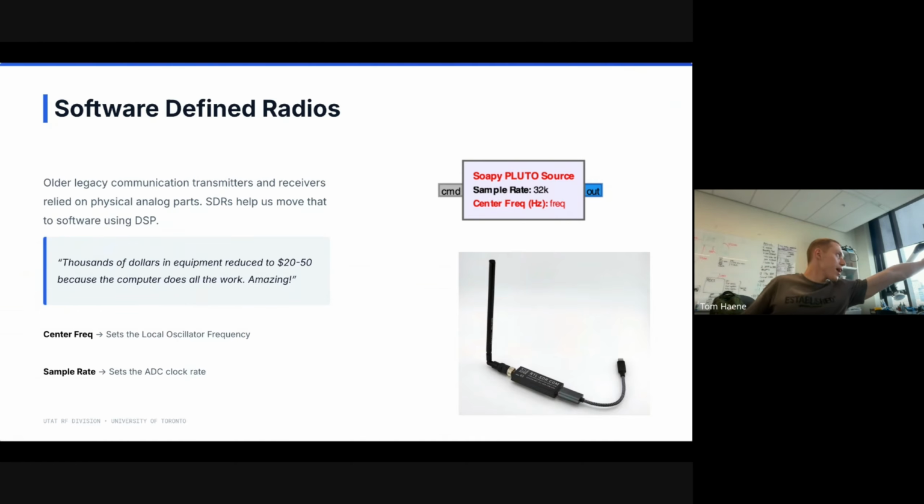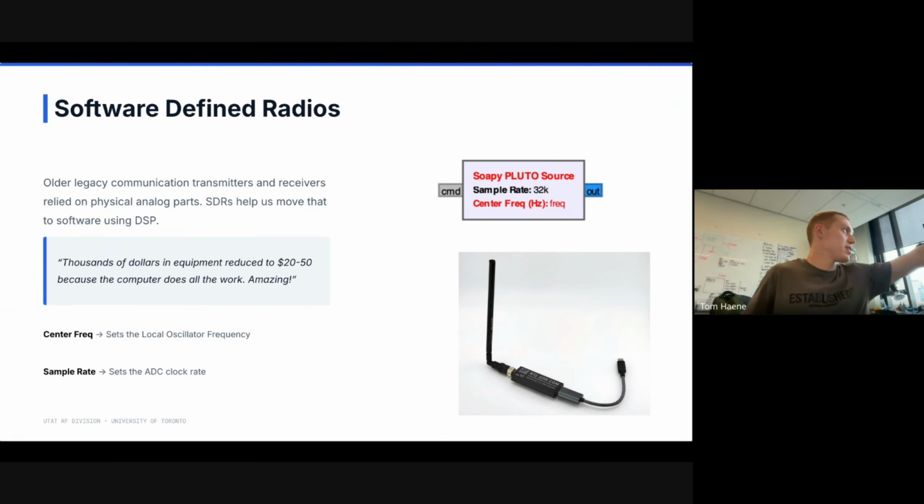I like this quote: thousands of dollars in equipment reduced to $20 to $50 because the computer does all the work. This is what I found online. Some old guy was saying this in some YouTube comment. But you can see how amazing this invention was, that your computer can do everything.